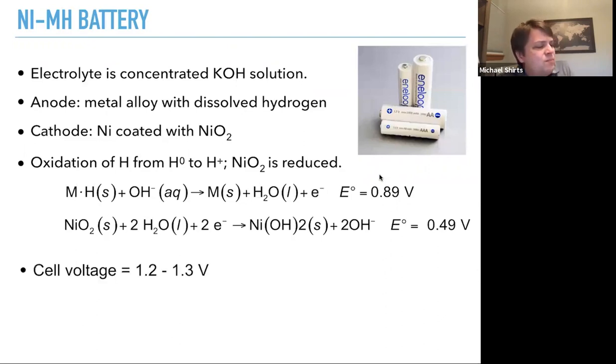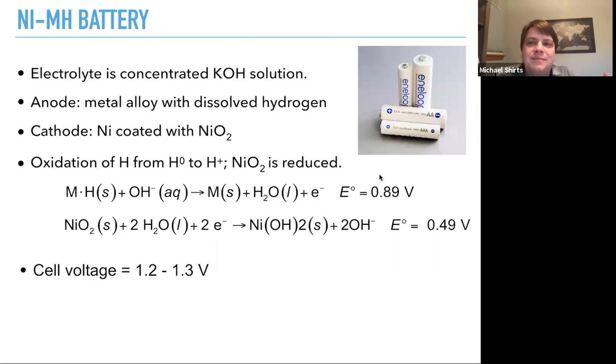Cell voltage, 1.2 to 1.3 volts. You have a range of those, and that really depends on the metal alloy and the concentration of hydrogen in it. These particular ones I've shown are actually 1.2. The book says 1.3. So you can imagine as you vary the metal alloy and the exact concentrations, you'll get slightly different voltages. But they're set up to be used in the same place as NiCad batteries, so you try to match the voltages so the devices can run on both of these types of batteries.